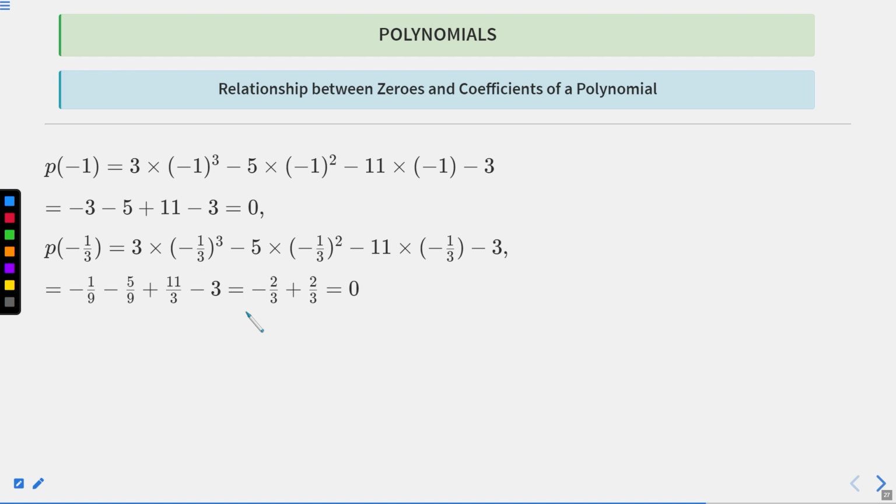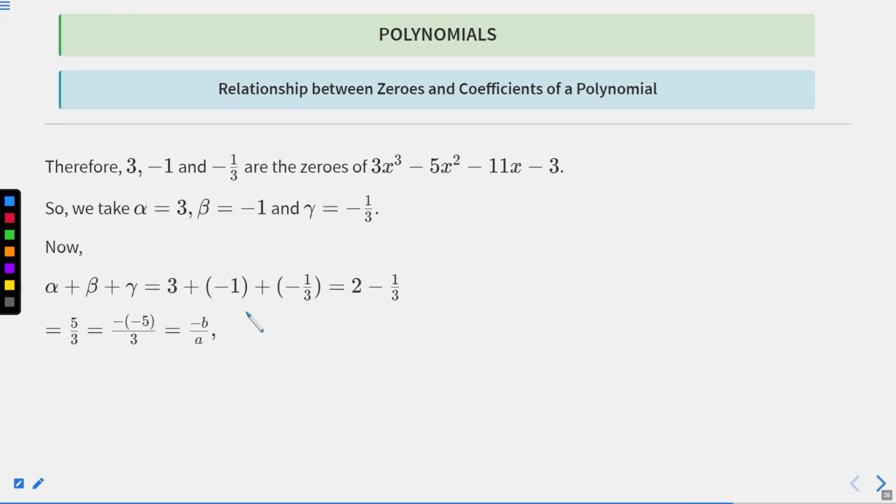So at x is equal to minus 1 by 3, the value of the given cubic polynomial is also 0. So minus 1 by 3 is also a zero of this cubic polynomial. So here verified: 3, minus 1 and minus 1 by 3 are the zeros of this cubic polynomial. So we take here alpha is 3, beta is minus 1, and gamma is minus 1 by 3.